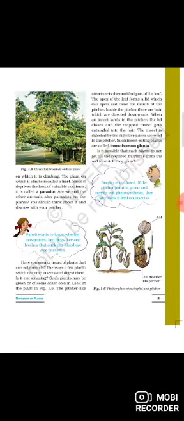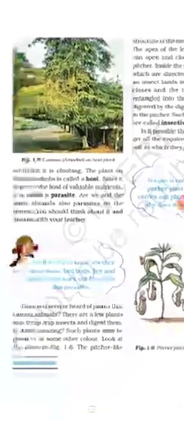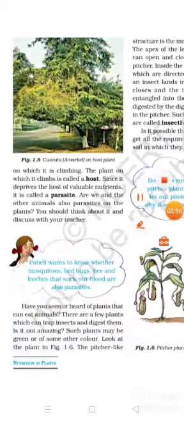So, as we saw in the previous lesson, heterotrophic mode of nutrition means that such an organism depends on others for getting nutrition. That is known as a heterotroph. So here cuscuta is a heterotroph and it follows the heterotrophic mode of nutrition.